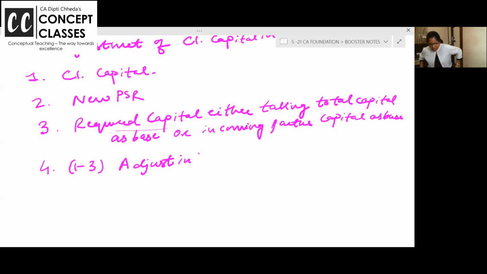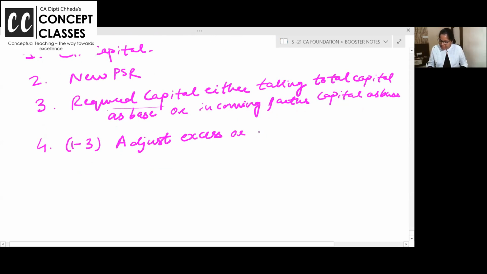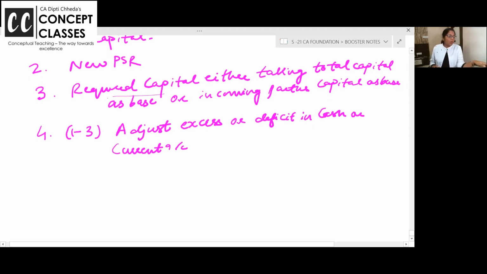Okay, write down closing capital, new PSR, required capital, and the fourth one is adjust excess or deficit in cash or current account. Adjust excess or deficit in cash or current account. This is very important. You should write this format so that you remember what adjustments you have done.